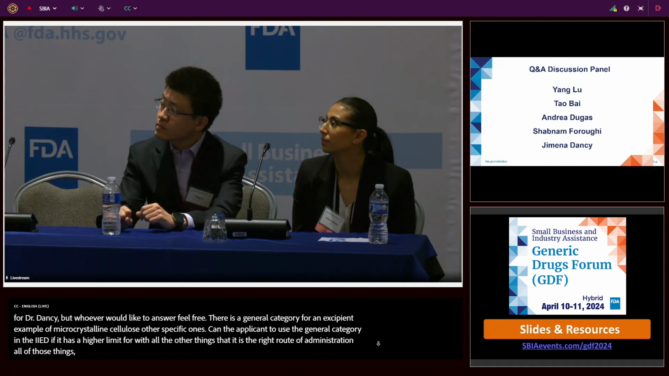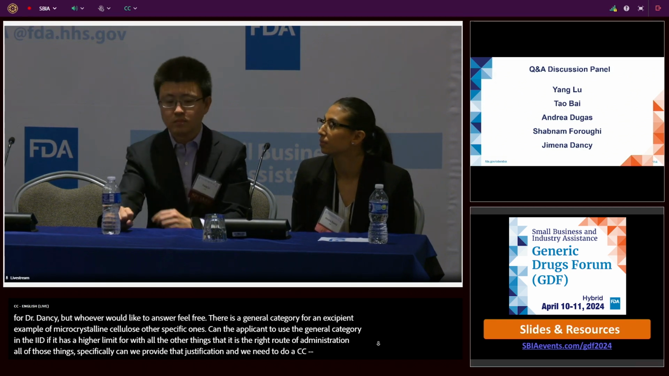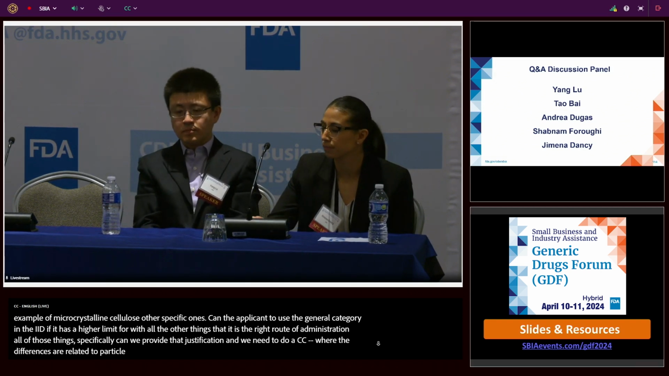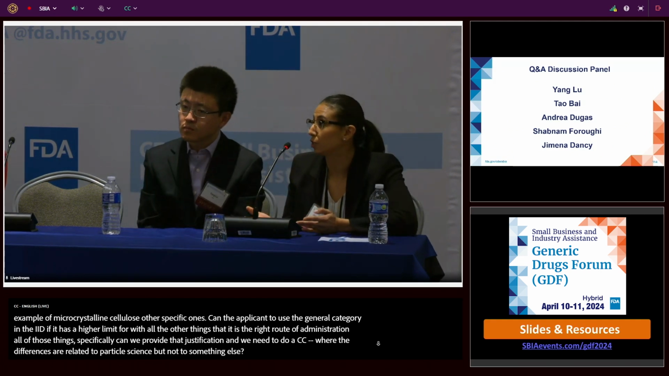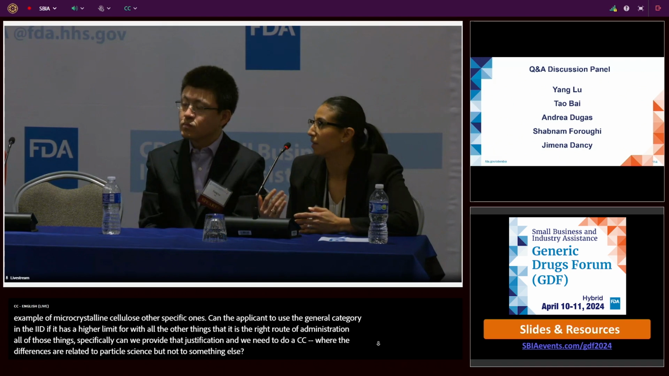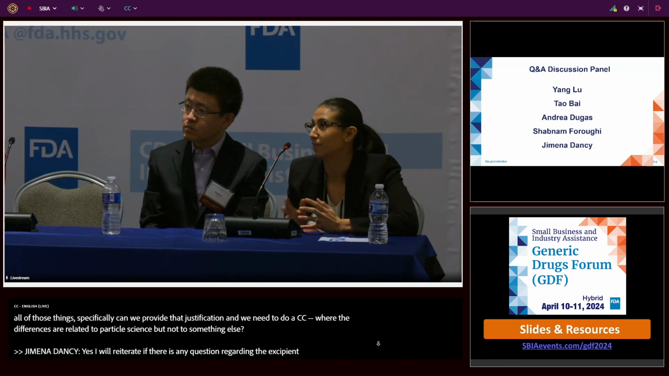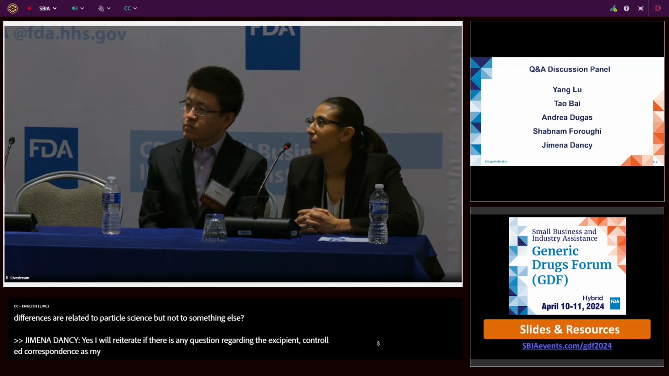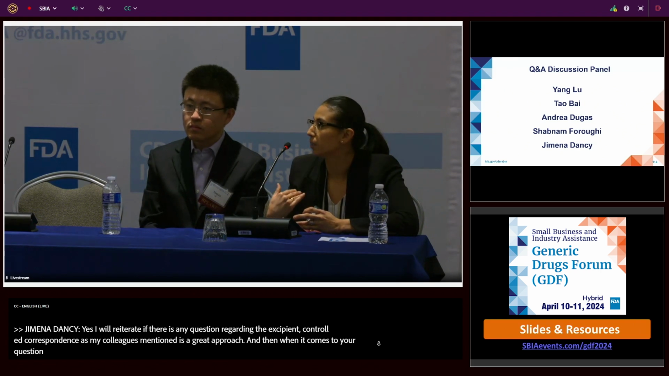Specifically, can we provide that justification, or do we need to do a CC, where the grade differences are related to particle size and bulk density, but not to something else? Yeah, I'll reiterate that if there's any question regarding the excipient, a controlled correspondence, as my colleagues have mentioned, is a great approach. And when it comes to your question, normally we're a consult-based division, right?